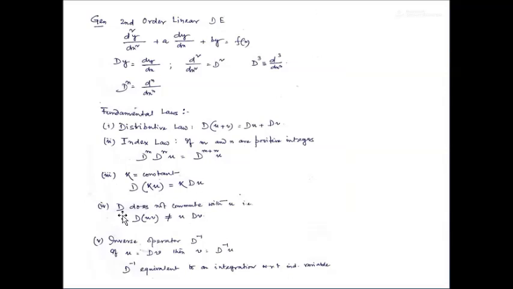If k is a constant, then D(k u) equal to k into Du. Obviously D does not commute with u, so D(u v) is not equal to u Dv. So don't make this mistake. And the inverse operator exists: u equal to Dv, so v can be written as D to the power minus 1 into u. D to the power minus 1 is just an integration. So with this part, I am ending. Hope this will be helpful for your further reading. Thank you.